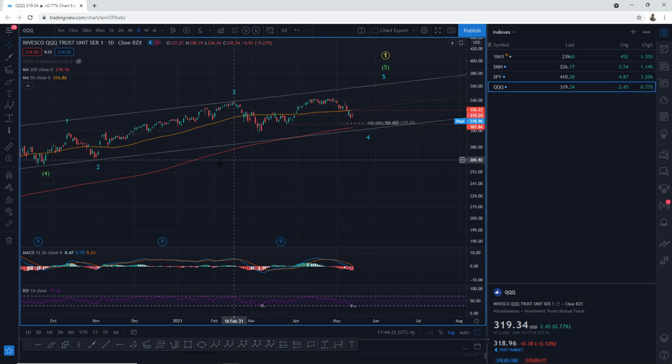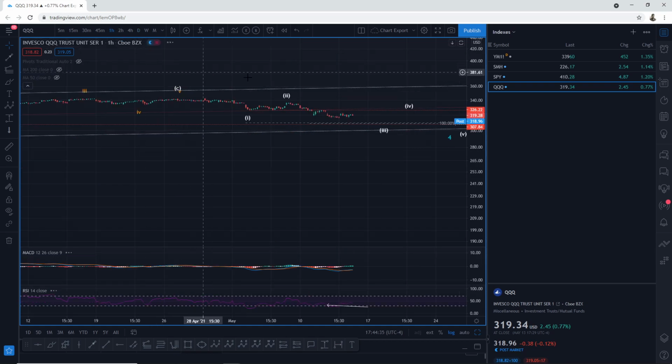Again, once we head lower, we will retest this 200-day simple moving average, at which point it will come in around the 300, 303 area. Let's take these guys off and let's move down to a 1-hour time frame.